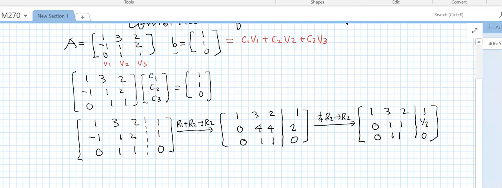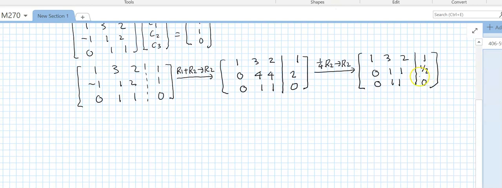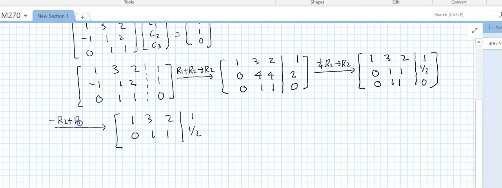So that means, obviously, we have one more line: 1, 3, 2, 1, 0, 1, 1, 1/2. What I'm saying here is negative R2 plus R3 goes to R3. How about that? So 0, 0, 0, and then negative 1/2.